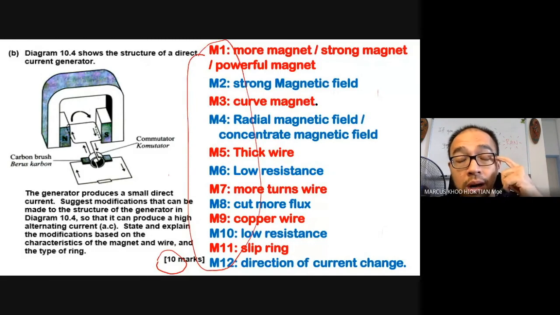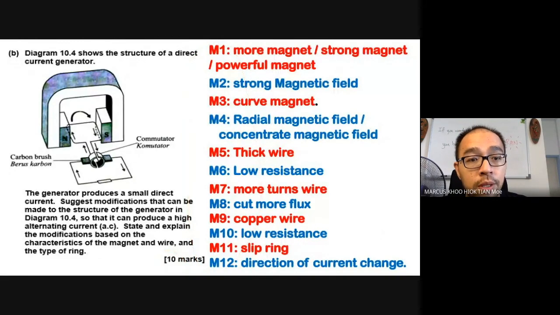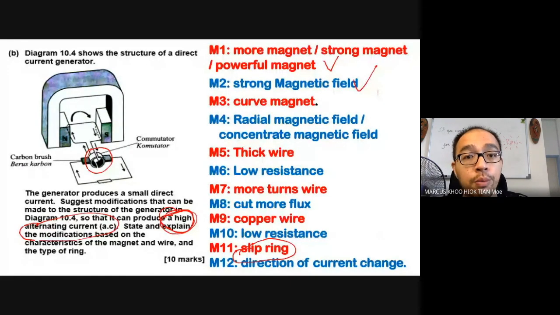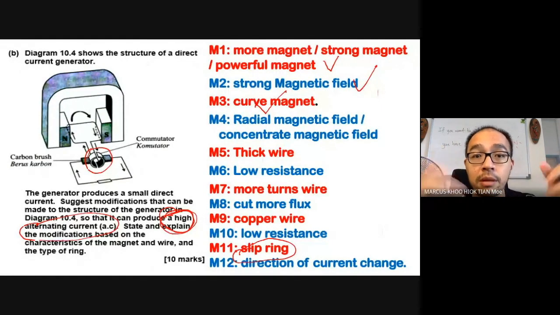Of course, if you want to give all 20 answers, you can, but make sure that if you give 5 answers, you give 5 of the best, or 5 that you're very confident are definitely correct. So you want to state the modifications that can be made to change it into a high alternating current generator. So you not only want to change the split ring to become a slip ring, but you also want to make sure that it is a high alternating current. So that's why we use more magnets, a stronger magnetic field. We use a radial magnet so that the magnetic field can be more concentrated.